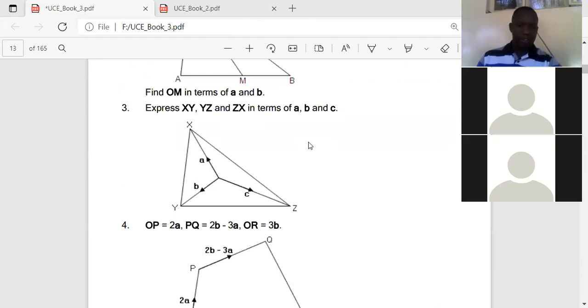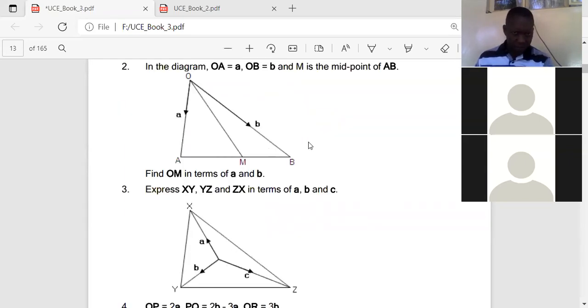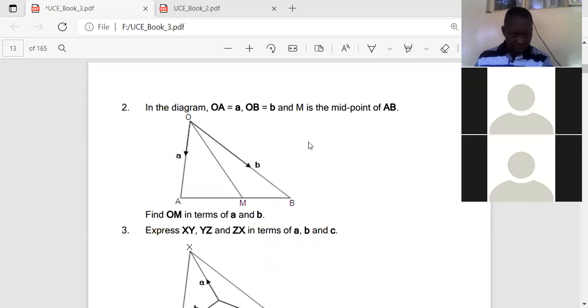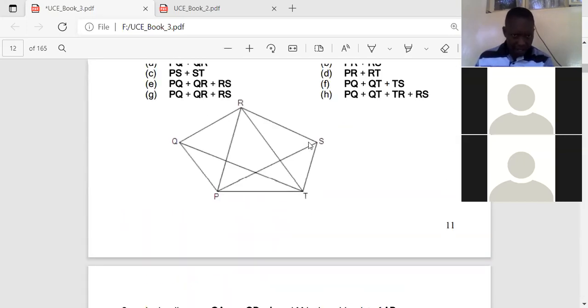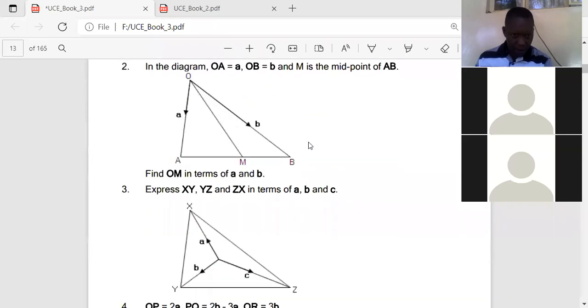Which one? Hold on. X, Y, Y, Z, Z, X in terms of A, B, and C. Number 3. Number one looks to be, number 2 looks to be very easy. Number 2, number 3. Do for me both. Okay.